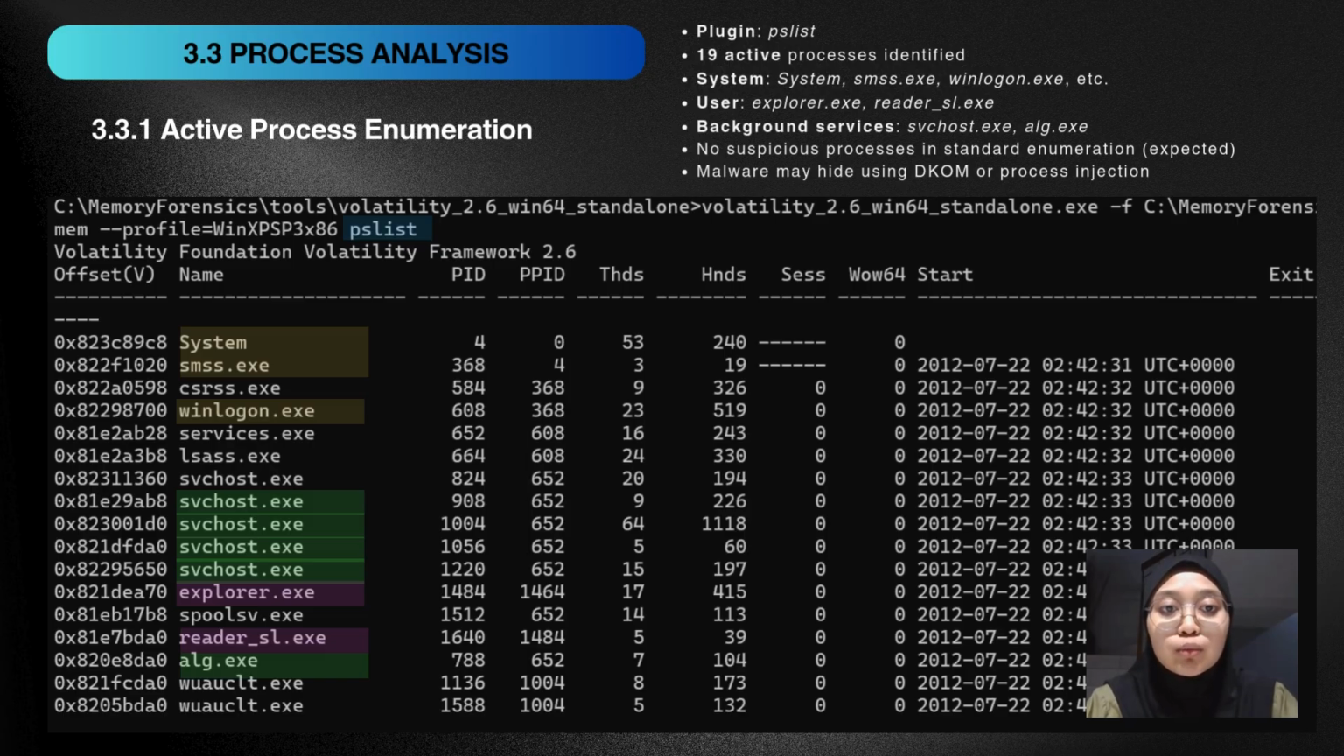The explanation of the output: the pslist plugin was used to enumerate the active processes in the memory image. A total of 19 processes were identified, including the system process, service host process, and user process. No immediately suspicious processes were observed in the visible process list. However, this does not rule out malware, as advanced threats such as rootkits may hide using direct kernel object manipulation, DKOM, and process injection, remaining invisible to standard process enumeration.